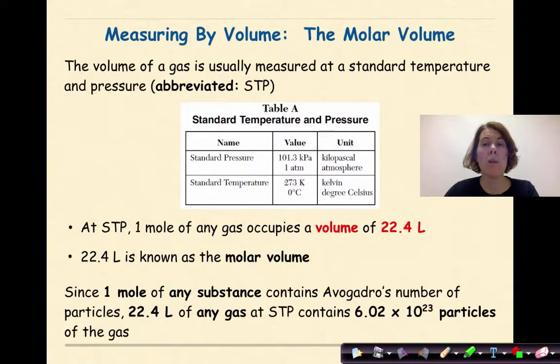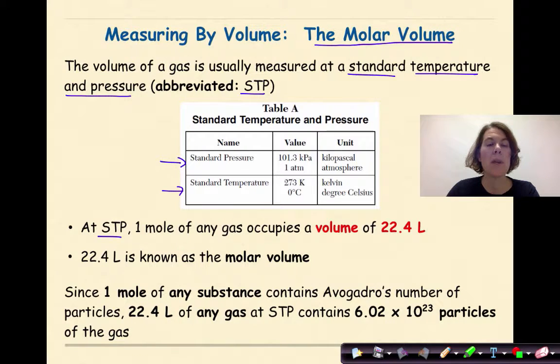Measuring by volume, the molar volume. The volume of a gas is usually measured at standard temperature and pressure, otherwise known as STP, which can be found on Table A of your reference tables, where we see the standard pressure either measured in kilopascals or atmospheres, and the standard temperature either measured in Kelvin or degrees Celsius.